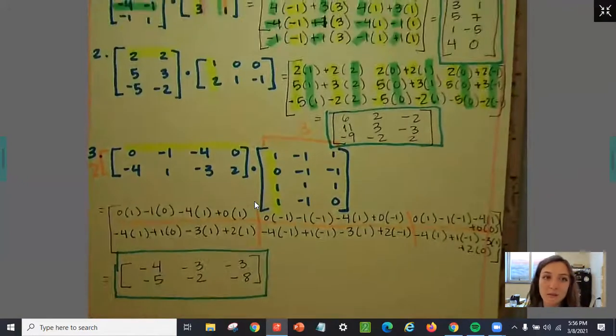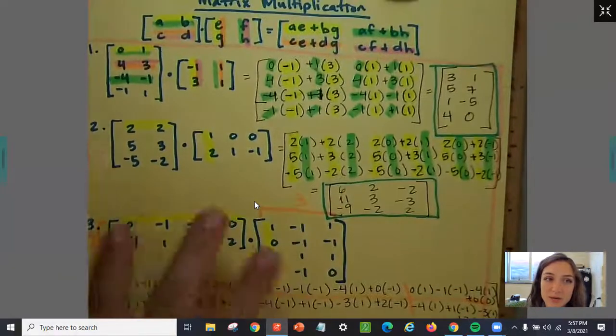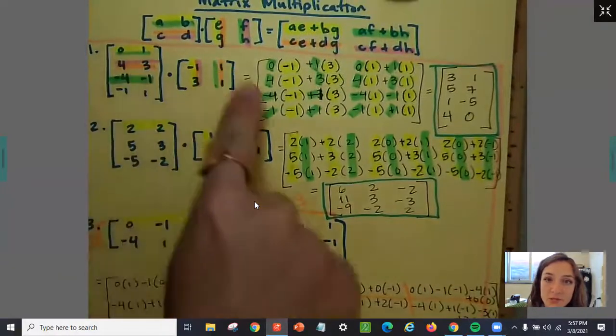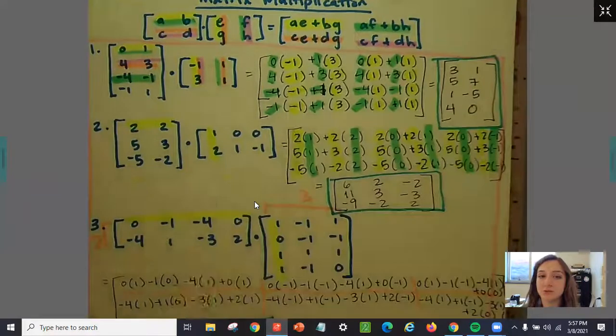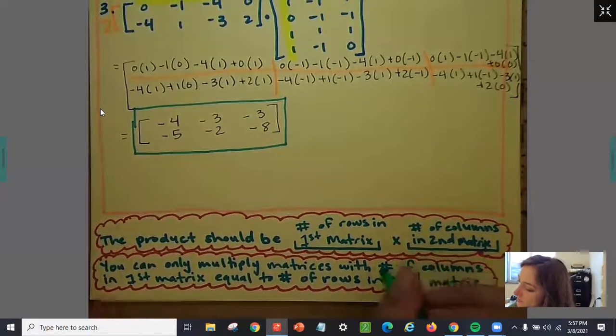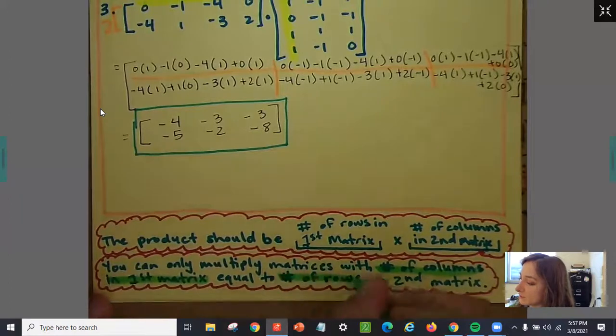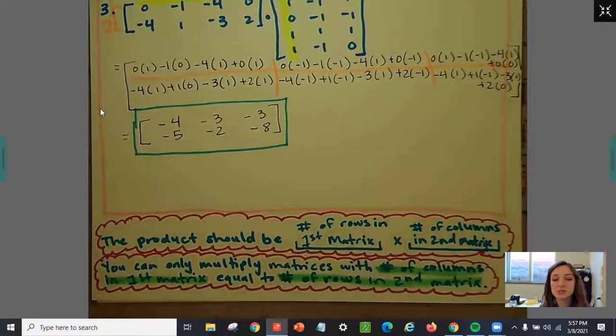Same thing with these up top. This would be a 3 by 3. So this was 3 by 3. And then this one would be a 4 by 2. So 4 by 2 is my resultant matrix. Okay, and you can only multiply matrices with the number of columns in the first matrix equal to the number of rows in the second. Okay, so these are just things to keep in mind as you work with matrices, but we're going to be going over those rules a little bit more in depth the next time.